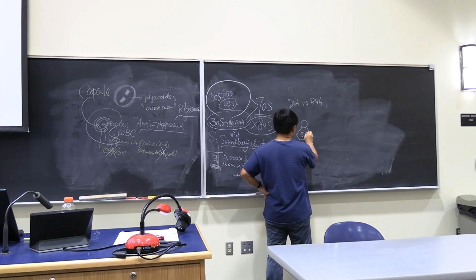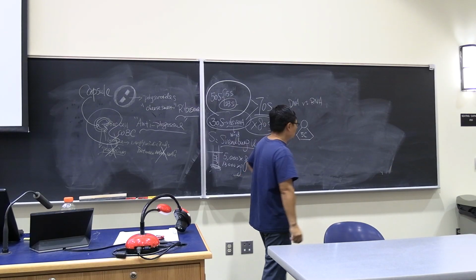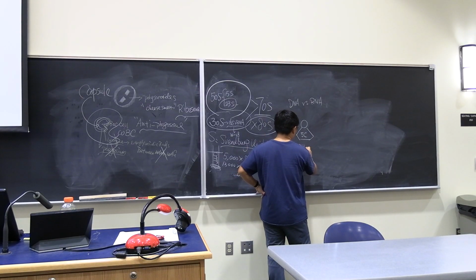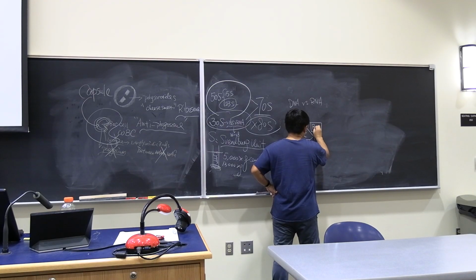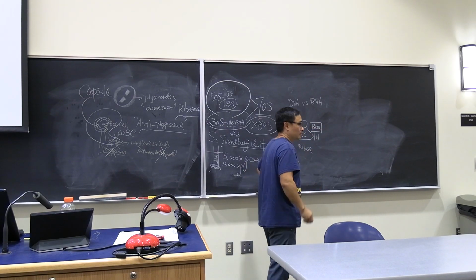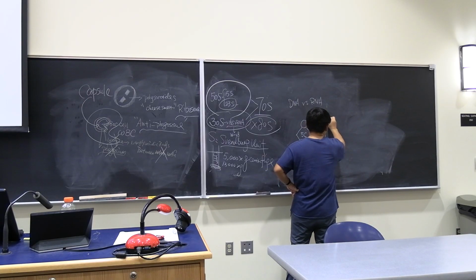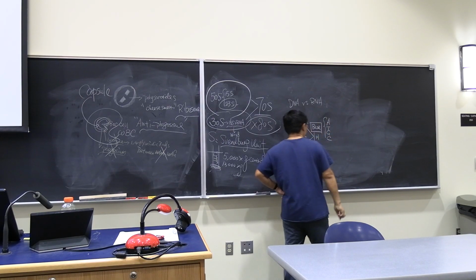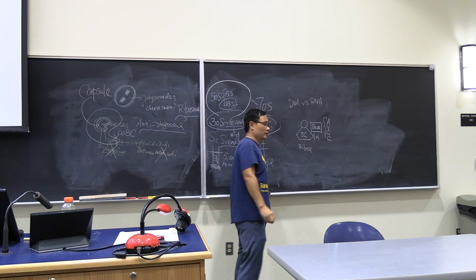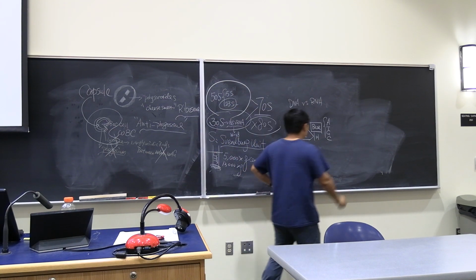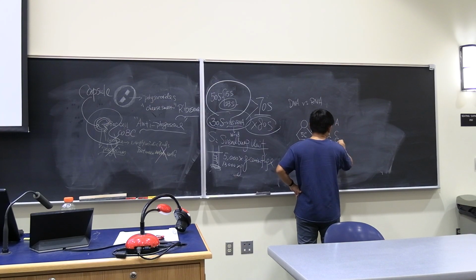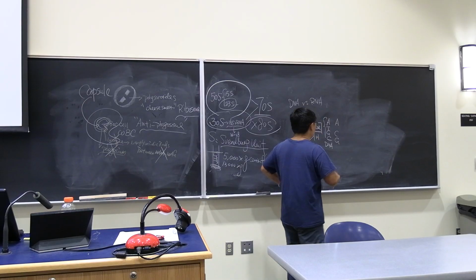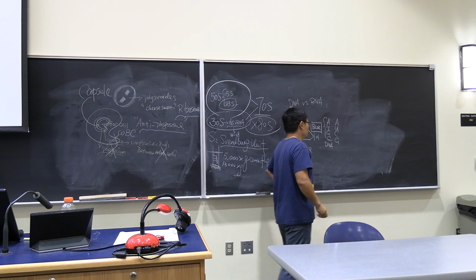A 5 carbon sugar. We call it ribose. And the ribose, in its position 1, is connected to a base. The base could be A, T, G, C. It could be adenine, thymine, guanine, and cytosine. For DNA and for RNA, you have A, C, G, but instead of T, you have a U, which is the uracil. That's for RNA.